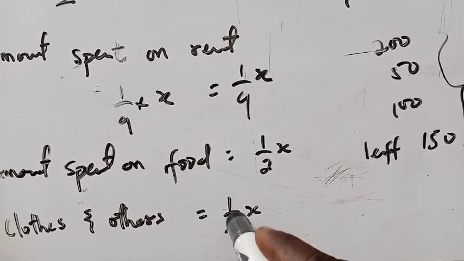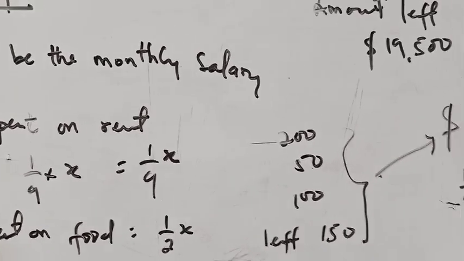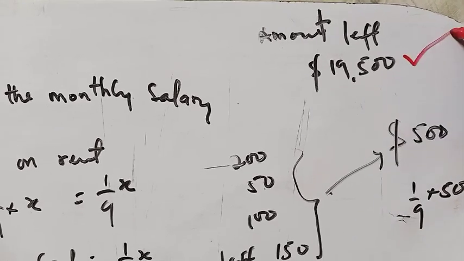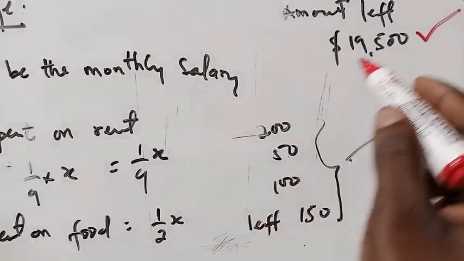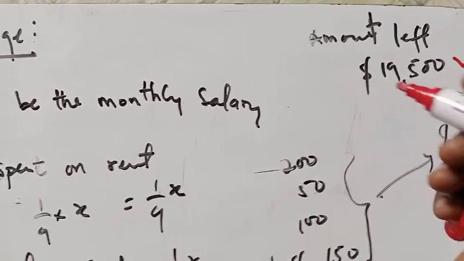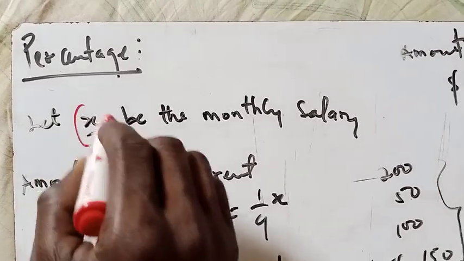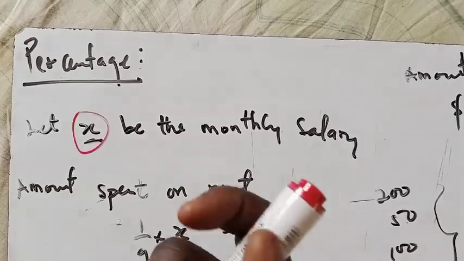On food, and then finally we had 1 on 4 of the X, and then we are told that this is what is left, right? So we are left with $9,500. So you just need to sum everything here, sum this one, sum it all together plus this one, and then equate it to your monthly salary. What is your monthly salary? It is the X that you use to represent your monthly salary. Is that okay? So this is very simple and straightforward, right?